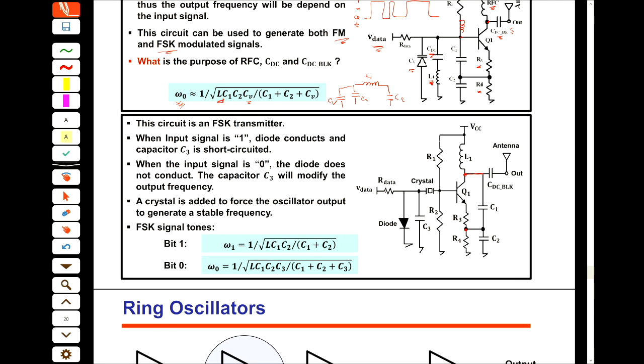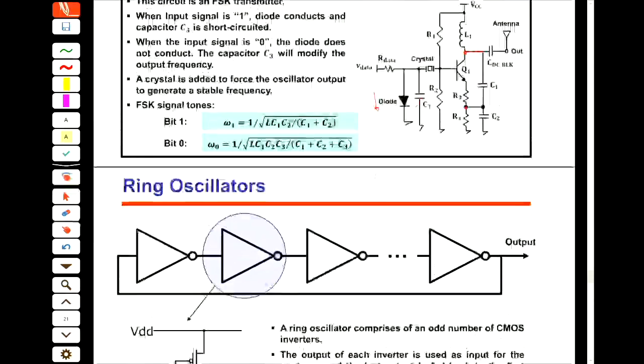But when our data is 1, then this is conducting, and then it shorts out the C3. So the resonant frequency changes to, for example, only C1, C2, and L. So by using this diode and by changing the value of V data, we can change the output frequency. I mean, we can set C3 to be in circuit or not. And by changing that, we can change the output frequency. So this is FSK actually.